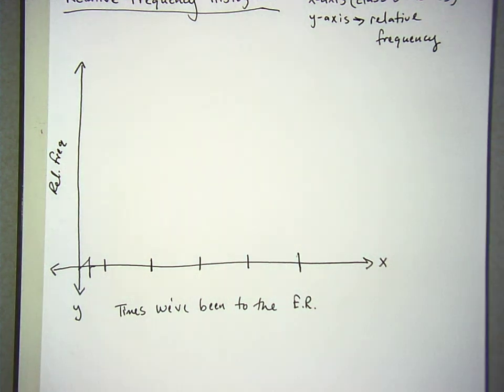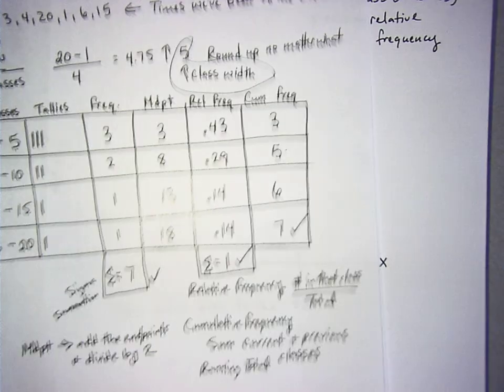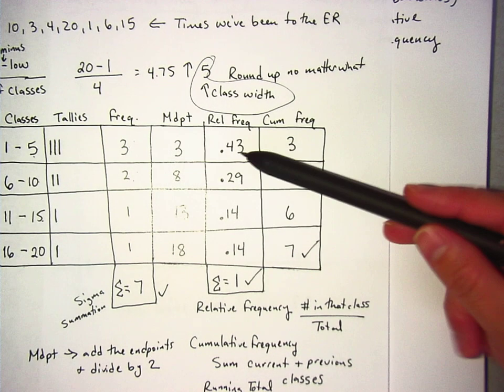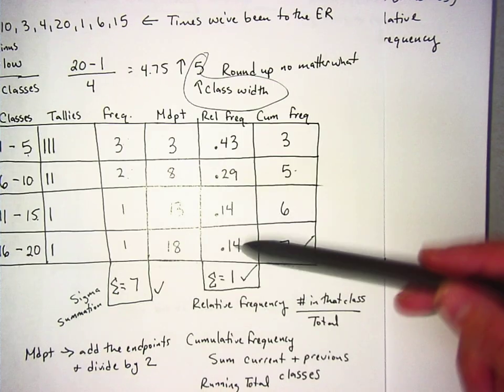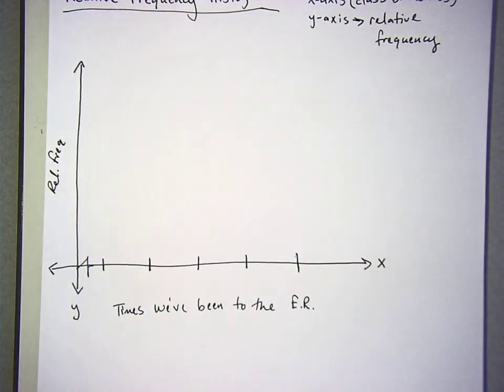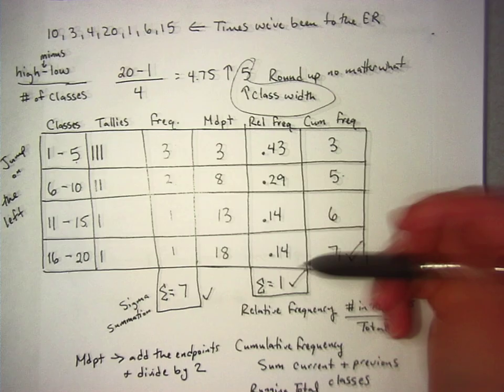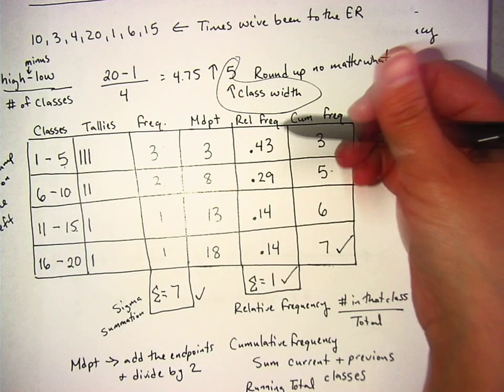Now, while this graph will look very similar to this one, you can't just put these numbers on the side. You can't just put 0.43, 0.29, 0.14 because it has to be even the way it jumps. So it looks to me like we need 5 tallies from 0.1 to 0.5.